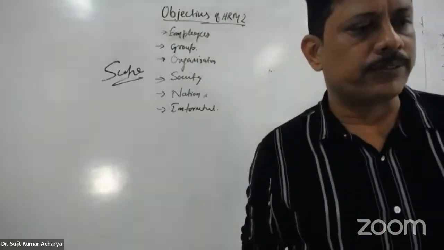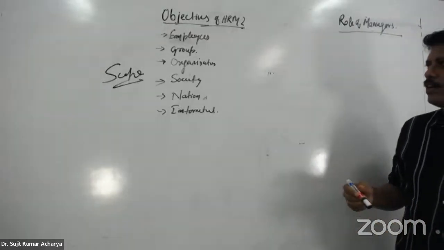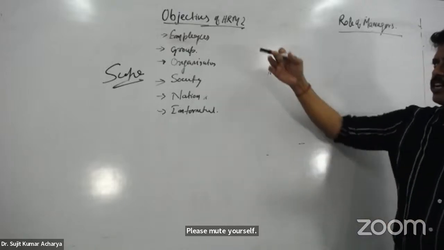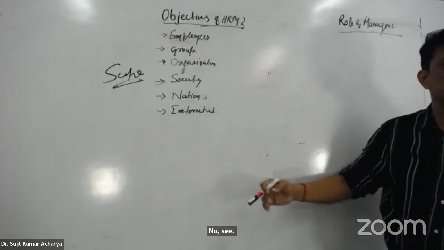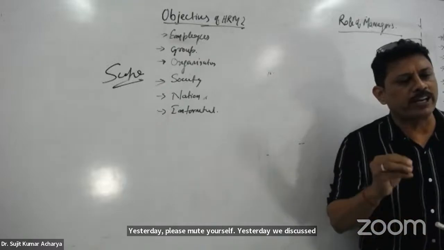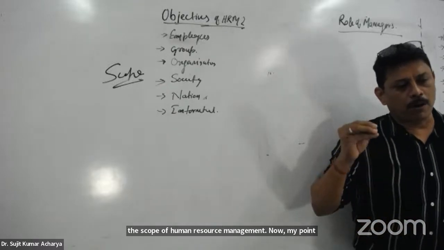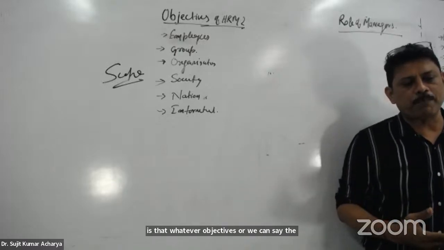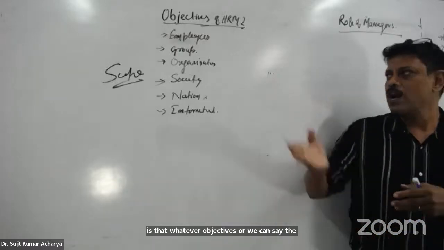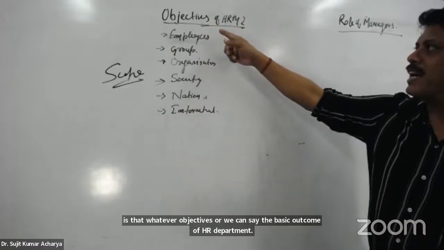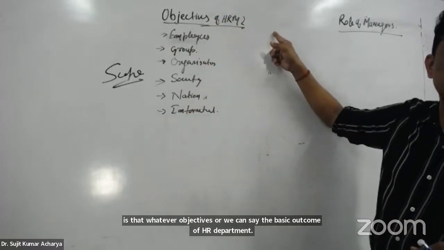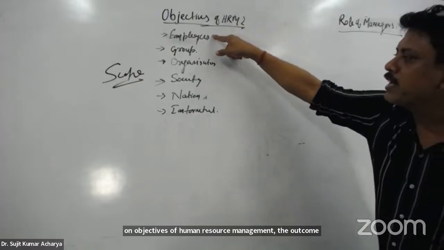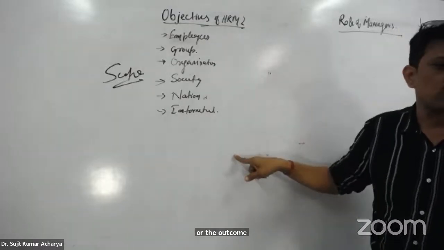Please mute yourself first. Yesterday, we discussed the scope of human resource management. Now, my point is that whatever objectives, or we can say the basic outcome of the HR department, we have discussed. When you are getting a question on objectives of human resource management, the outcome or the objectives can be easily identified in these scopes.